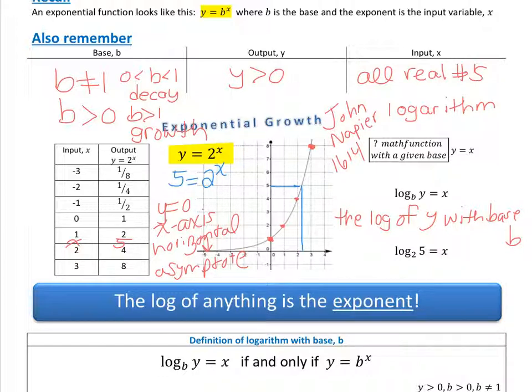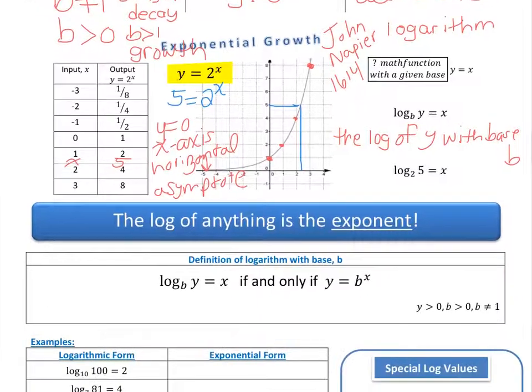And in my particular example that I posed here, we would write that as, what is the log of 5 with a base of 2? And I'm asking what the resulting exponent would be. So that's the basic concept of logarithms.